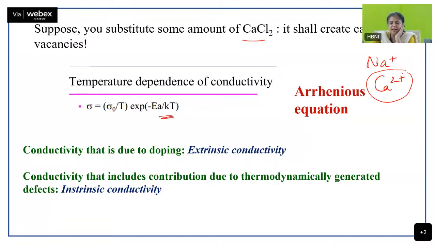But the one that I'm creating by doping an aliovalent ion is in my hand. That will depend upon how much calcium I dope. I will know how many vacancies I can create. And this is fixed, because if you increase the temperature, the vacancies created due to this substitution are not going to change. All right.